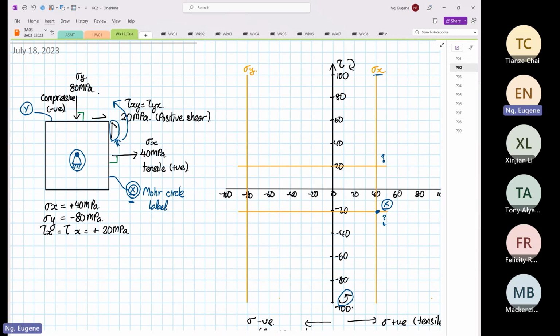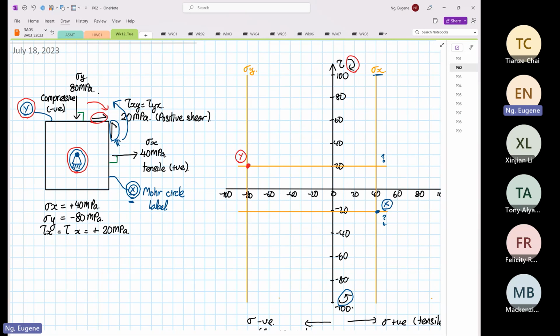Next, we are going to focus on point Y. If you look at this shear stress over here and you put your finger at the center, just based on the shear stress, it is going to induce a clockwise rotation on the stress Y line. So clockwise, so it's on top. So this is your point Y. Are we clear?